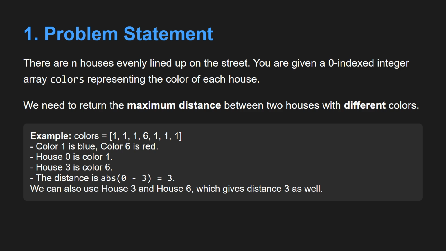For example, if the colors array is 1, 1, 1, 6, 1, 1, 1, the furthest two houses with different colors are house 0 and house 3, or house 3 and house 6. In both cases, the maximum distance is 3.